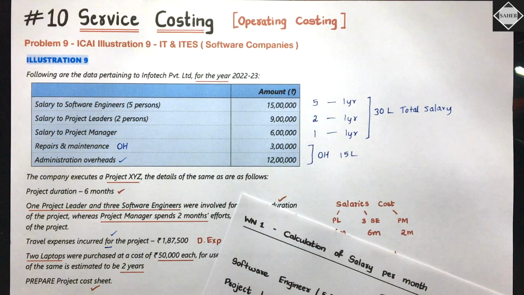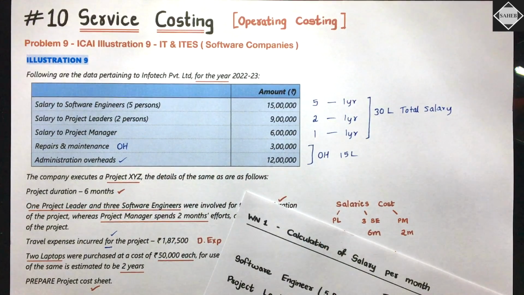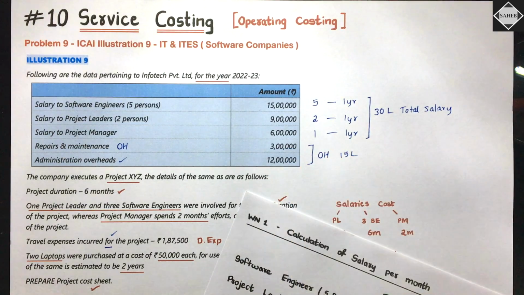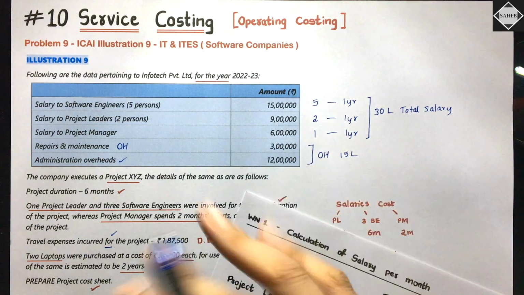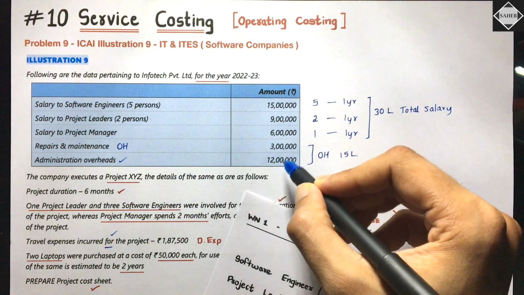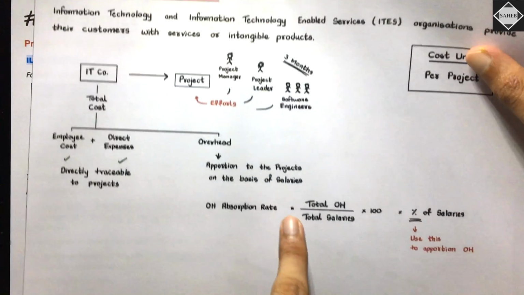How will we come to know how much of this to charge to project XYZ? You have to understand, this Infotech Private Limited company is doing so many projects, and this 3 lakh and 12 lakh is common expenditure. It's common cost for all the projects. So how to apportion this to different projects? We will apportion it on the basis of total salaries.